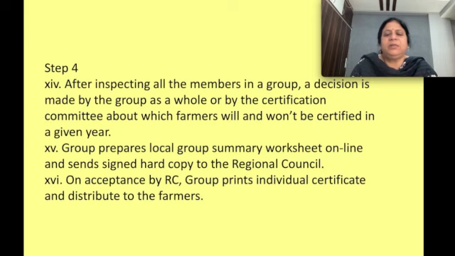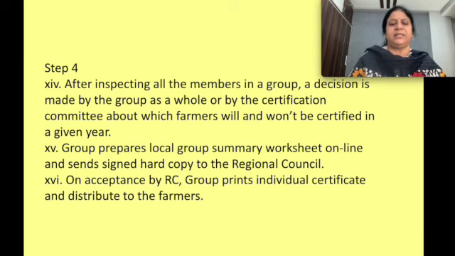Group prepares the local group summary worksheet online and sends a signed hard copy to the regional council. Online it is to be filled and then the hard copy sent to the regional council. On acceptance by the regional council, the group prints individual certificates and distributes them to the farmers with UID.